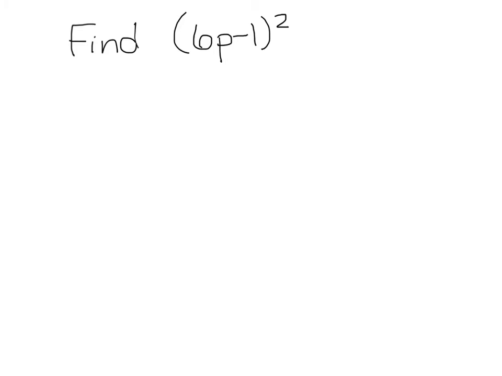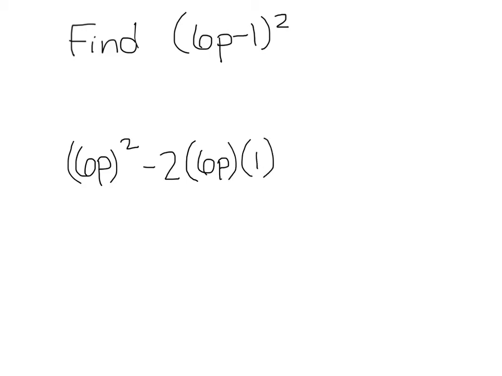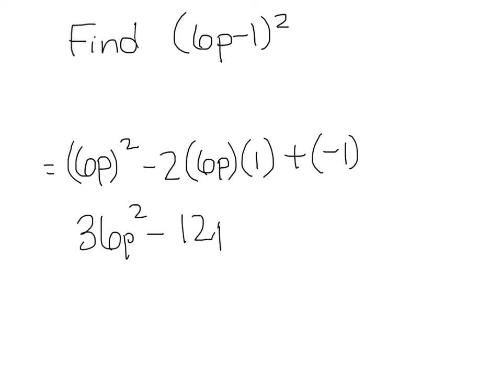Okay, according to our rule, we're going to square the first term, 6p squared, multiply 6p and 1 together, multiply that times 2, and then square the last term. So my answer here would be 36p to the second power minus 12p plus 1.